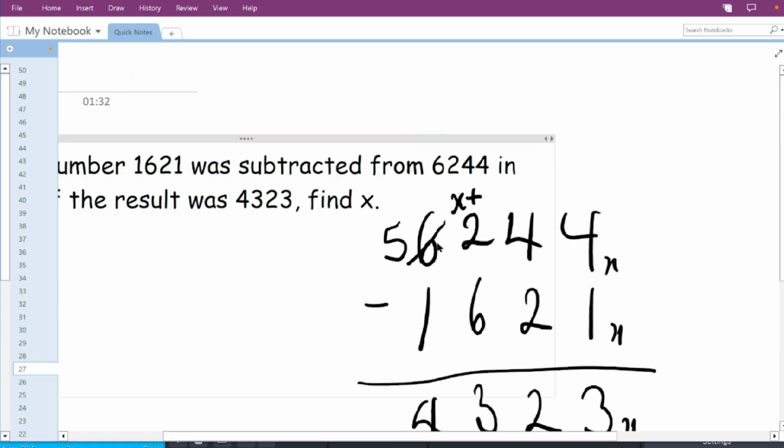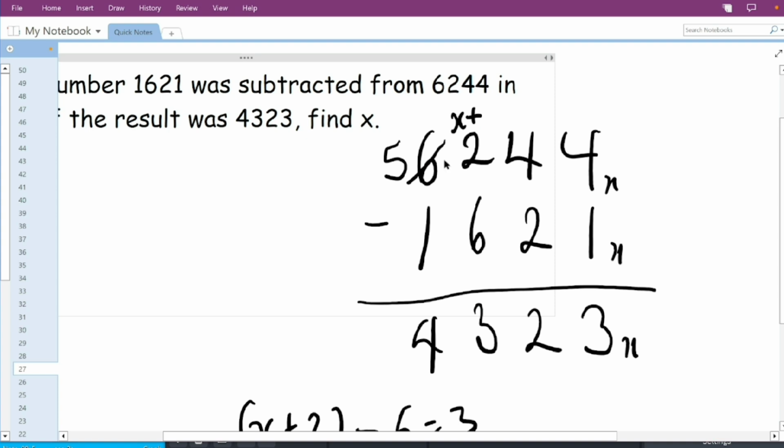That means, going back to the original question, once you borrow 1 from 6 and you're left with 5, that 1 turns into 7. So that 7, you add it to this 2, since you're working in base 7. That 7 plus 2 is 9. 9 minus 6 will give you 3.